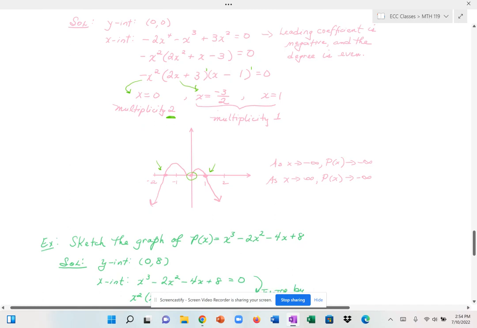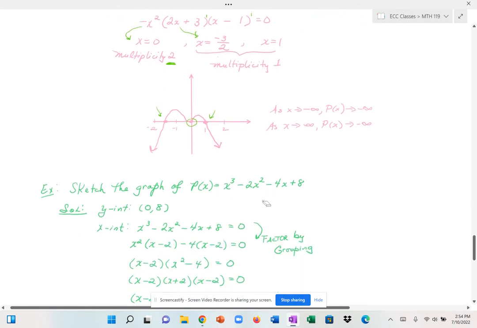Here's another one. Here we want to sketch the graph of p of x equal to x to the third minus 2x squared minus 4x plus 8. So I found the y-intercept first. That's when you plug 0 in for x. So 0, 8 is your y-intercept. Then I'm looking for x-intercepts. That means you take this whole equation, set it equal to 0.